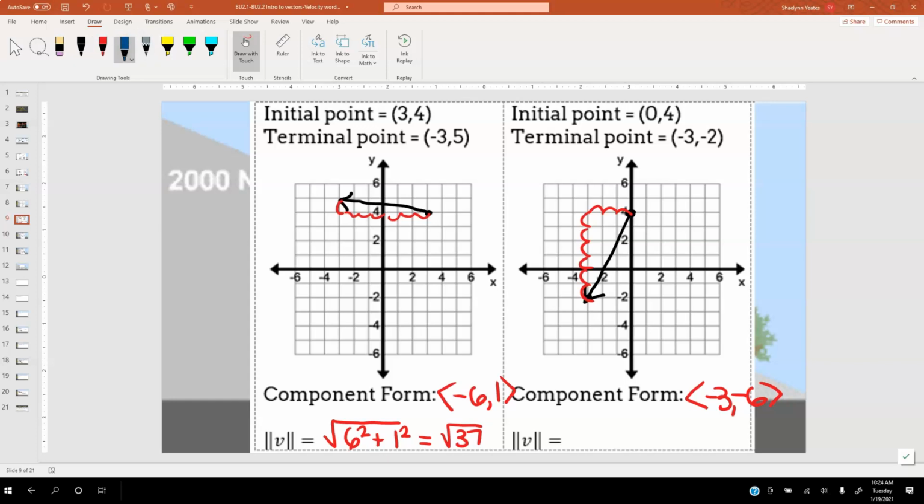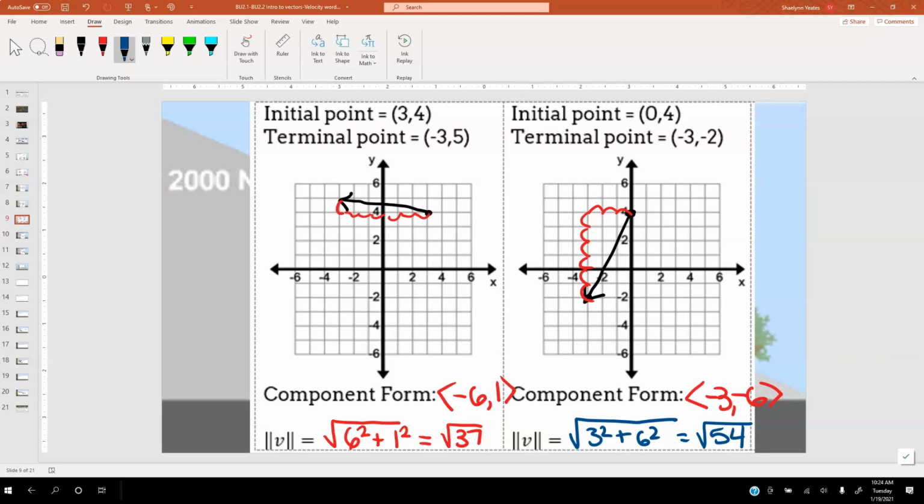Then using Pythagorean theorem, we're going to do the square root of 3 squared plus 6 squared, which is 9 plus 36. That'll be the square root of 54, which becomes a decimal, so we're just going to leave it as square root of 54.